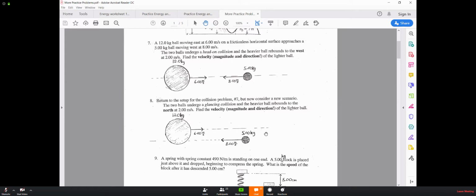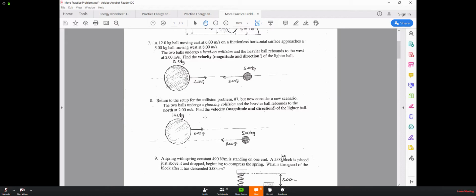What's the difference between 8 and 7? One word, well, maybe two words. Head-on collision was replaced with glancing collision. And west at 2 meters per second was replaced with north at 2 meters per second.